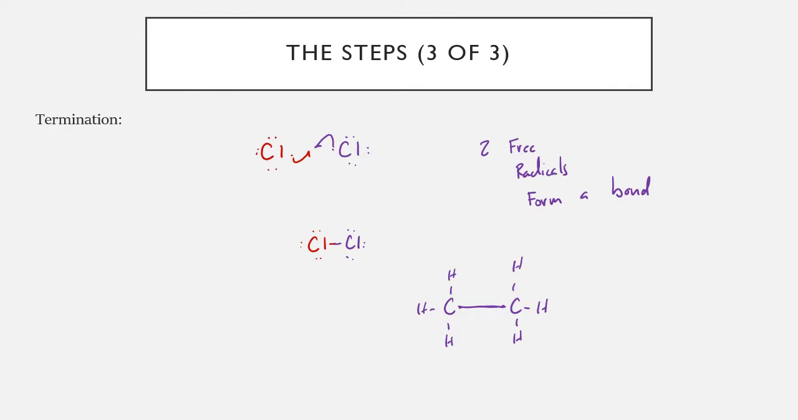So three steps: initiation, which is done with ultraviolet light or heat, and then propagation, which is when one radical reacts with a molecule that is not a radical to form a non-radical molecule and then a new radical. And then finally termination, where two radicals come in contact with one another.